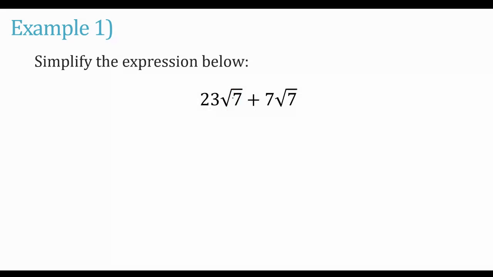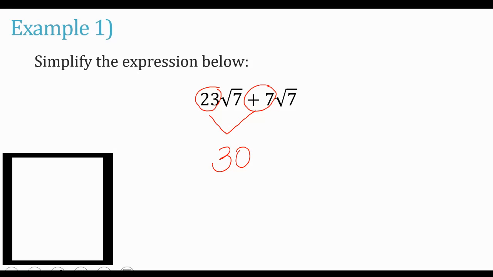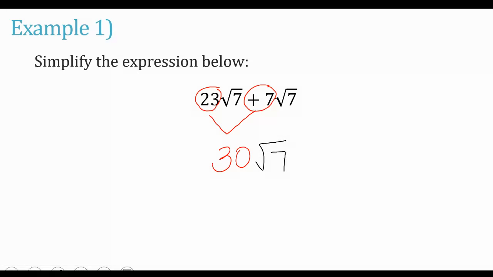23 radical 7 plus 7 radical 7. They're like radicals. They have that same radicand, so we know we're able to add them. I'm going to circle the coefficients. We're going to add those together. 23 plus 7 gives us 30. And then just bring down that radical 7. Don't add the 7s. And that's it.